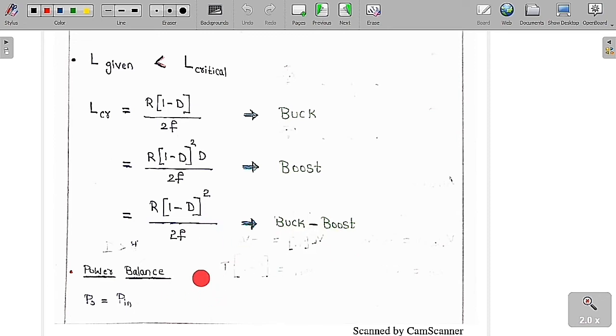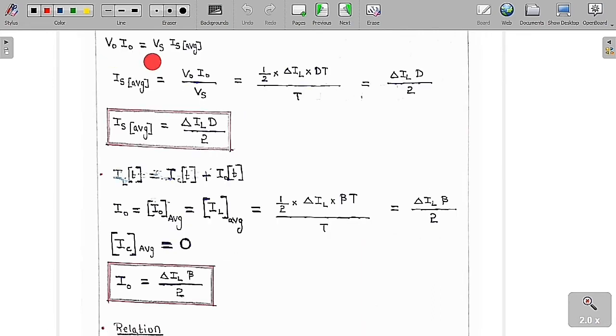So now we are going to apply the power balance, which is output power is equal to input power, because we are going to assume all the devices are ideal. So therefore V0 I0 is equal to Vs Is. All these things are the average values. So V0 I0 is equal to Vs into Is average. So Is average is equal to V0 I0 by Vs.